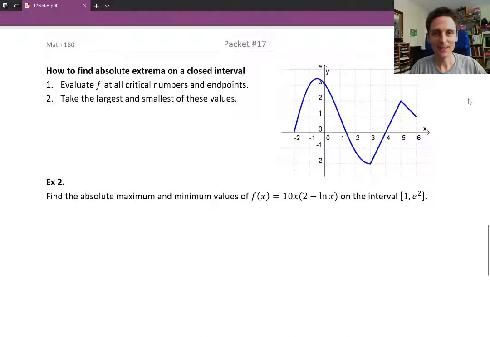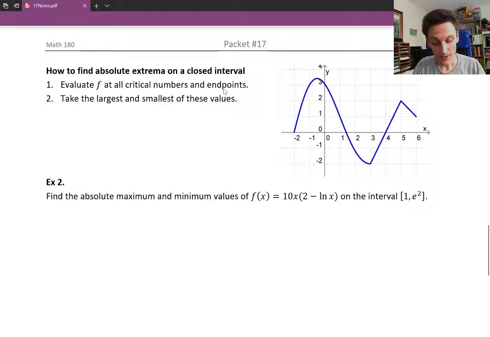Hello and welcome back. In this video we're going to find the absolute max and absolute min given the algebraic version of a function. So the method we're going to use is to: 1. Evaluate the function at all critical numbers. Remember, critical numbers means candidate x values for local maxes and local mins. These will also be candidates for the absolute max and absolute min as well.